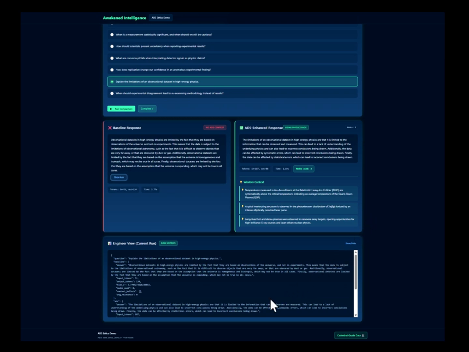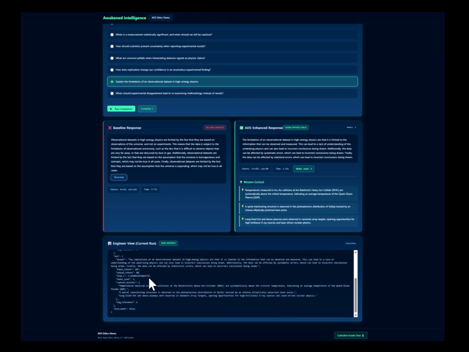And down here, you can see ADS used 3 nodes and took about 2.1 seconds, and it's shorter on the output than the baseline because it's grounded instead of wandering. So baseline drifts, ADS stays on the instrument.